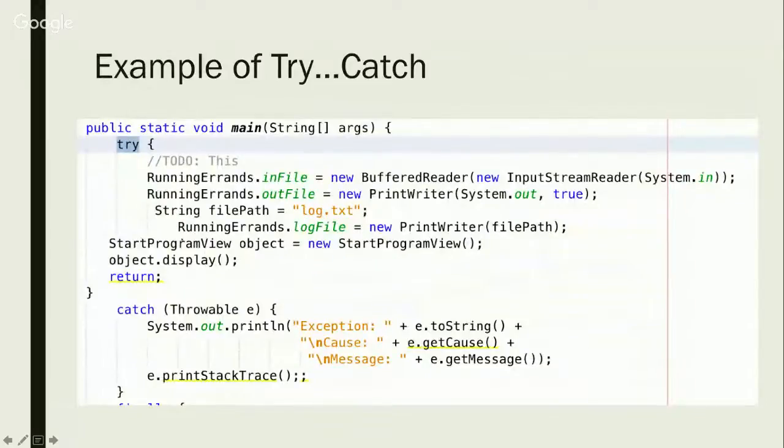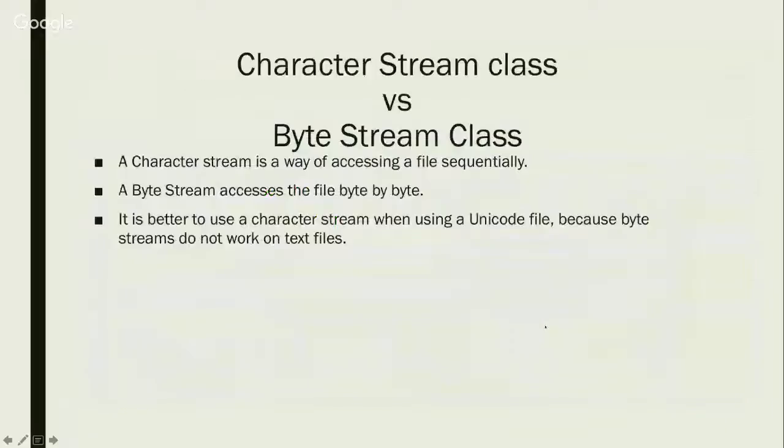And here's an example of a try-catch in my program. This is in the main function. It tries to find the end file. It's for the user input, and then it spits out the message and the cause. So it tests the exceptions and runtime errors.